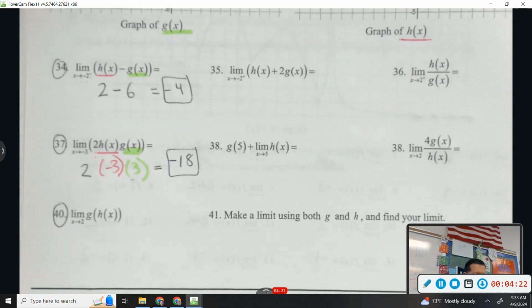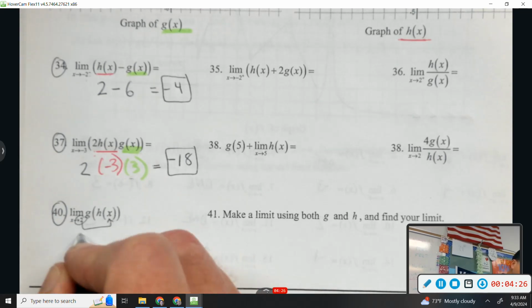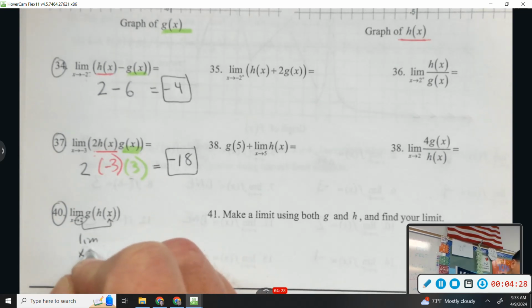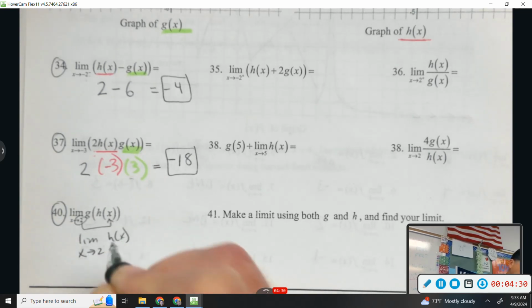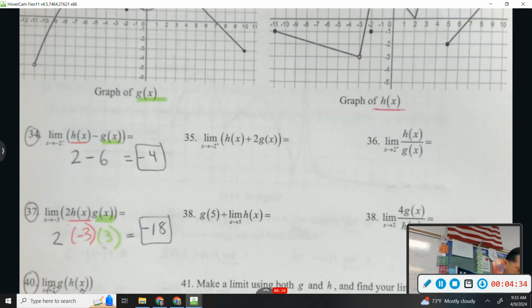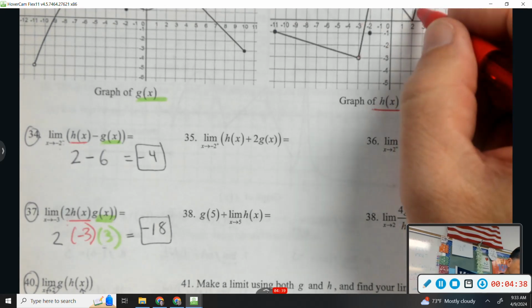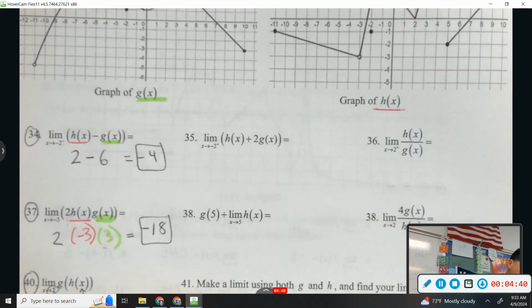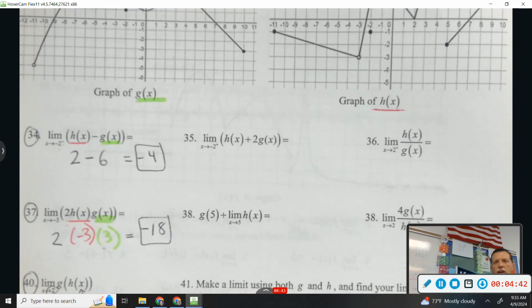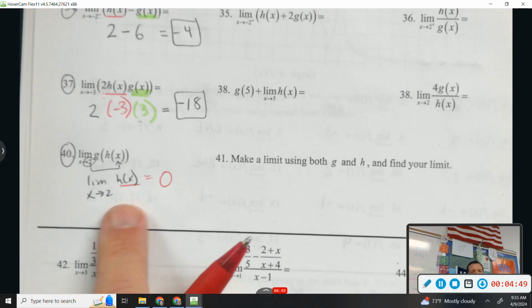G of h of x. So here's where we got to be careful. So 2 into h first. So limit as x approaches 2 of h of x. That's the red one, or what I've labeled the red one. So as x approaches 2, we're headed to 0, but we're always a little more than 0. So like, you have to be careful. Again, that statement is correct. What I have written is correct.